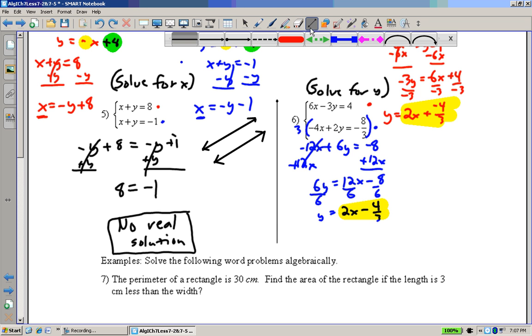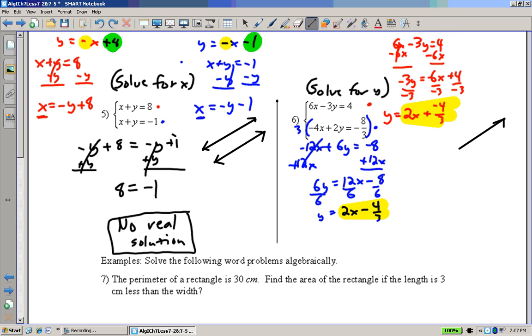Think back graphically. On number 5, we had a set of parallel lines. What happened when we had literally the same line? Well, there were solutions everywhere. Solution here, solution there, solution there, solution there. There's an infinite number of these. So what we're going to say is there's infinitely many solutions.